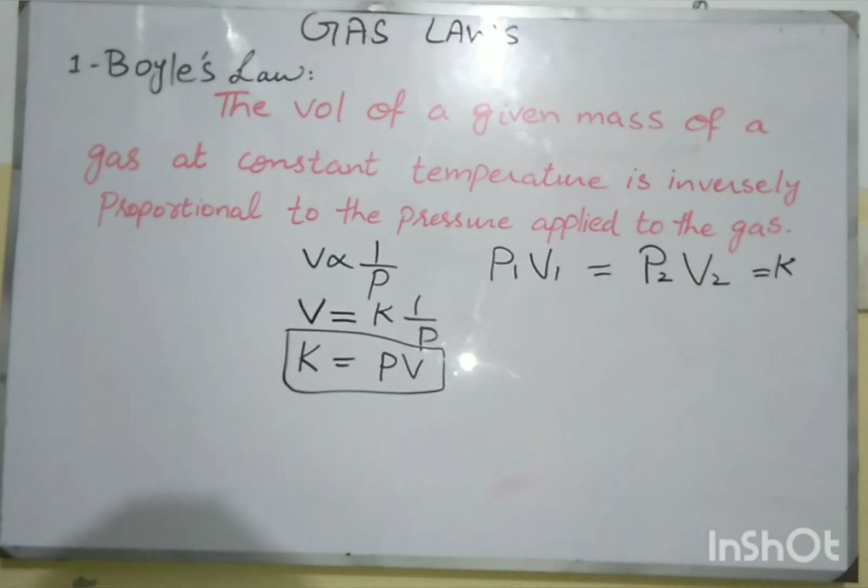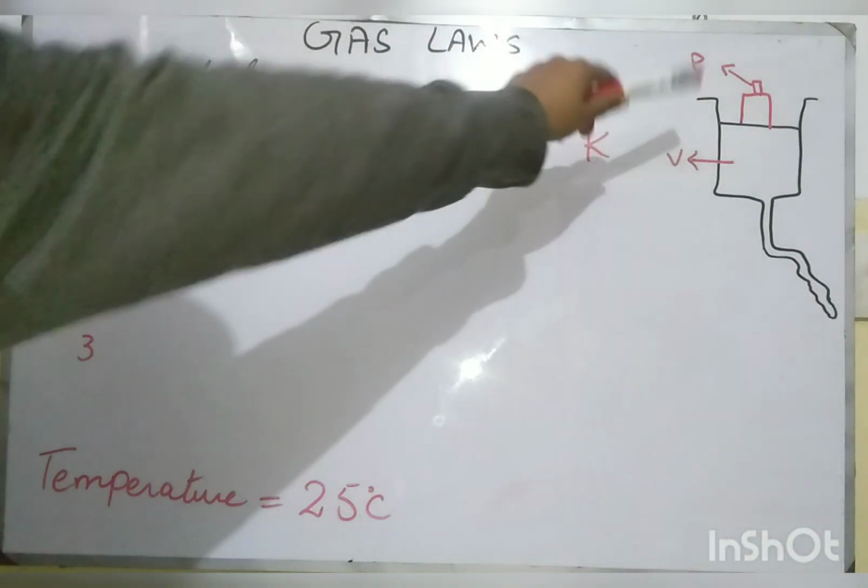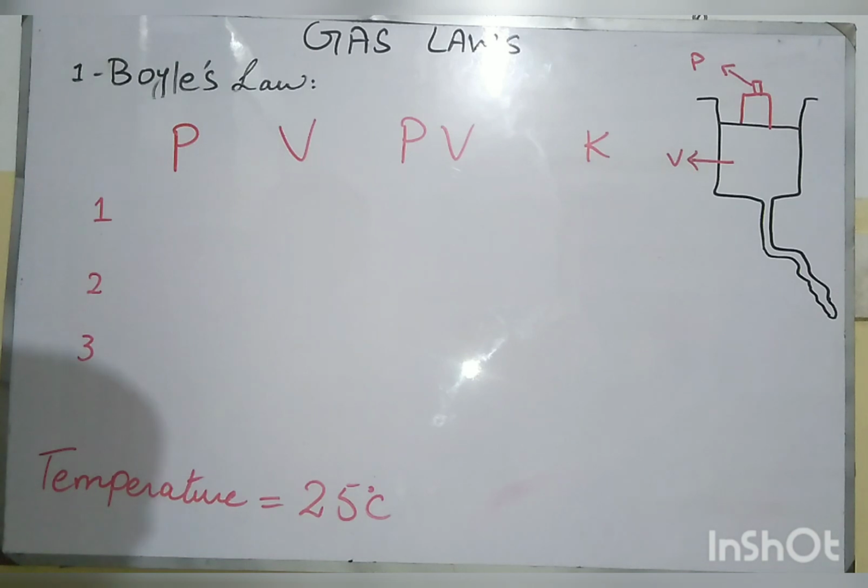So, the experimental proof of Boyle's law. We have taken a cylinder with a movable piston, and with the help of this piston we will apply more pressure or reduce the pressure, and the effect of pressure will be seen on the volume. Remember that we are performing this experiment at constant temperature, that is 25 degrees Celsius.